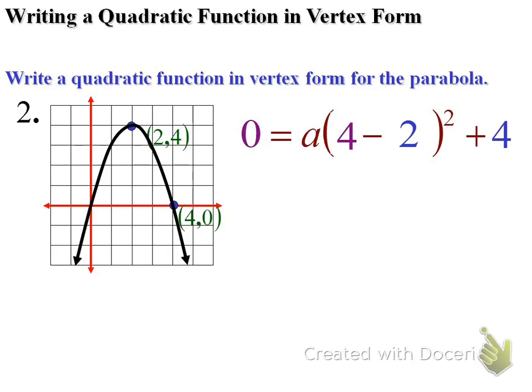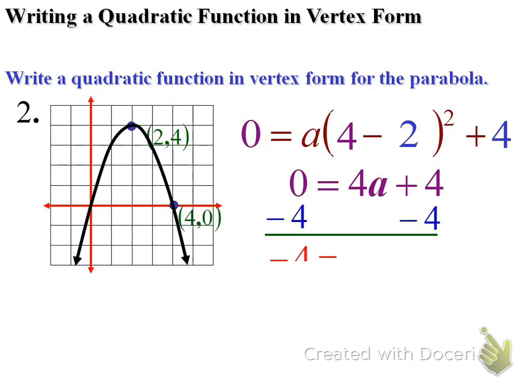Now we're just going to solve for a. So 4 minus 2 is 2, and 2 squared is 4. So right now I have 4 times a plus 4 on the right and 0 on the left. To solve this, you just subtract the 4. Negative 4 equals 4a. We are coming up with a equals negative 1, which makes sense, right?